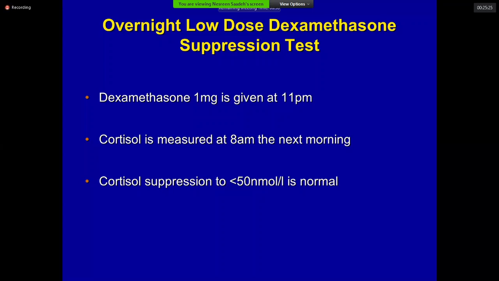We give 1 milligram at 11 p.m. and we check the cortisol level next morning at 8. It will be suppressed when the level is below 50 nanomole per liter, and that's a normal response. If it's higher than that level, then it means that we have Cushing.